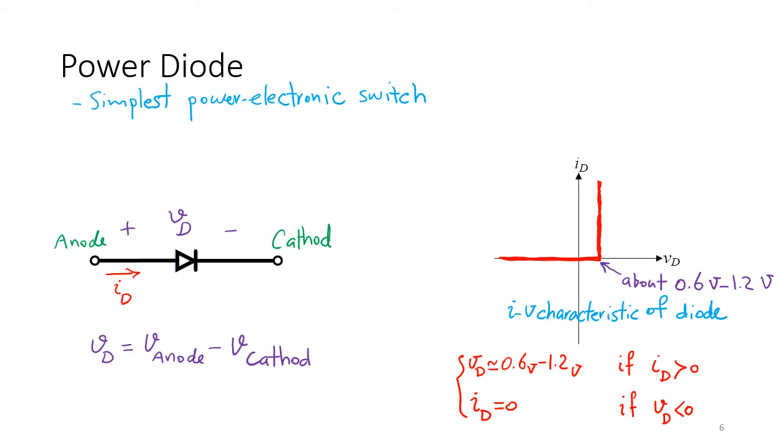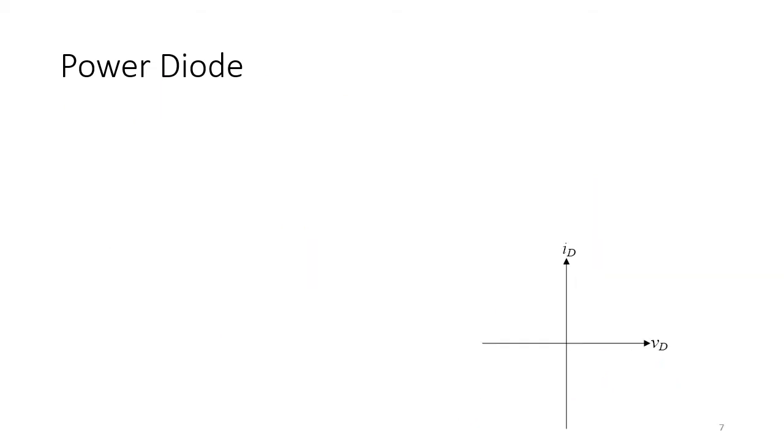So as you can see, only positive ID is allowed. And the voltage across this, if ID is zero, is negative. Any question up to here? But this 0.6 volt or 1.2 volt is usually much smaller than the voltages that we face in motor control. We just talk about motors with 460 volt or 690 volt. So you can simply ignore this 0.6 or 1.2 volt in many cases. And it's the case, in fact, for many of the power diodes.